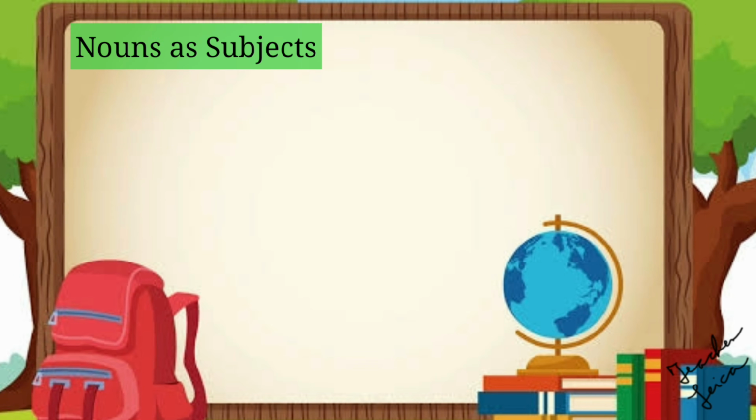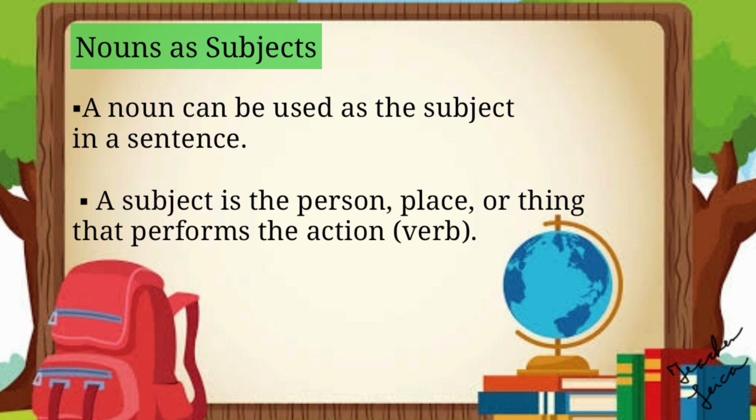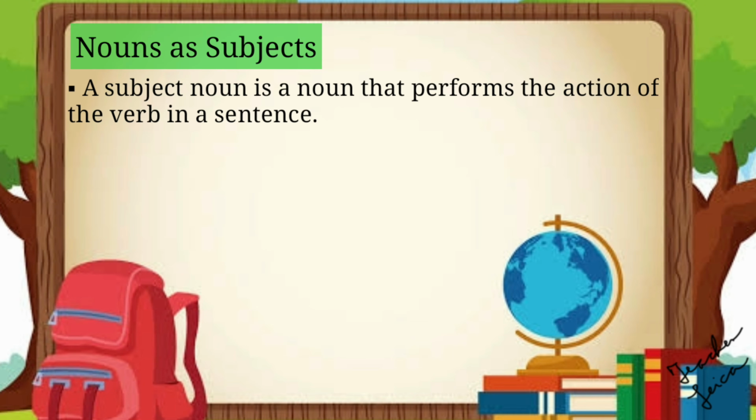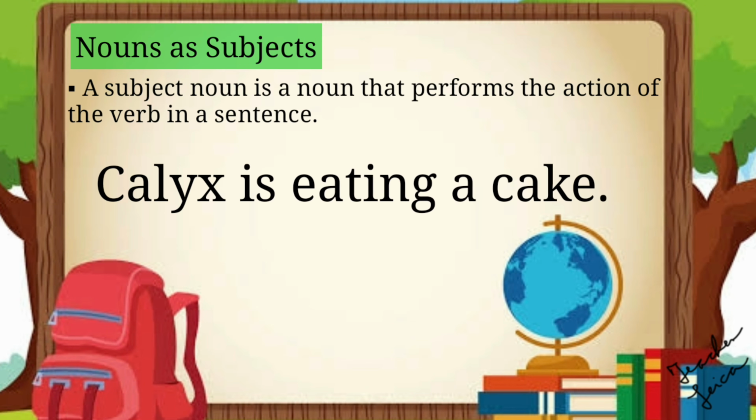Nouns as subjects. First, we have to discuss the nouns as subjects. A noun can be used as the subject in a sentence. Every sentence must have a subject, and that subject will always be a noun. The subject of a sentence is the person, place, or thing that is doing or being the verb in a sentence. In short, a subject is a noun that performs the action of the verb in a sentence.